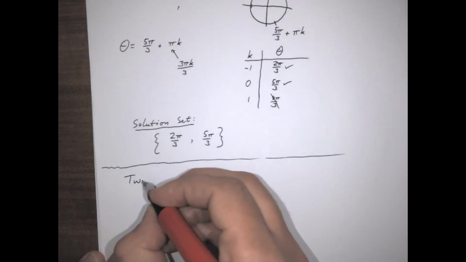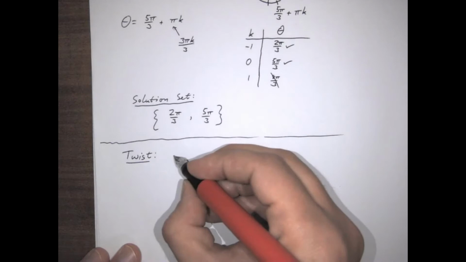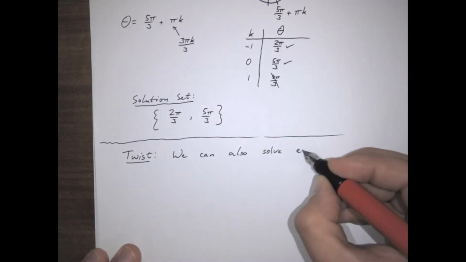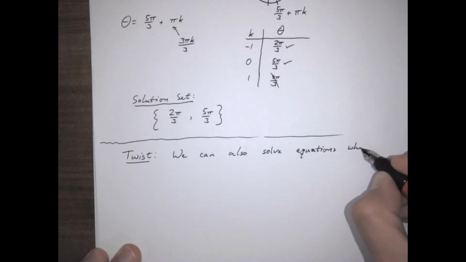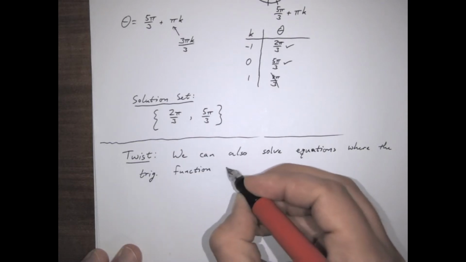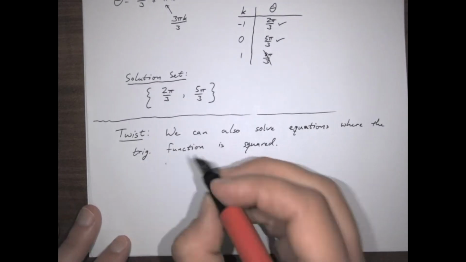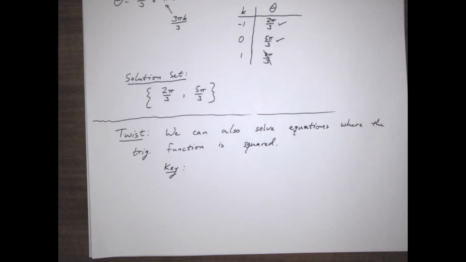Now a twist. There's a twist that we can put on these problems, and that might be that we are talking about something that involves not just a regular trigonometric quantity, but that quantity squared. So we can also solve equations where the trigonometric function is squared. And the key to doing this is you just rewrite it so it looks more like an algebra equation, and then solve it using your knowledge of algebra.